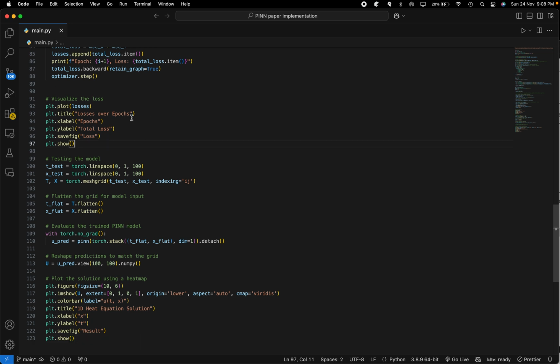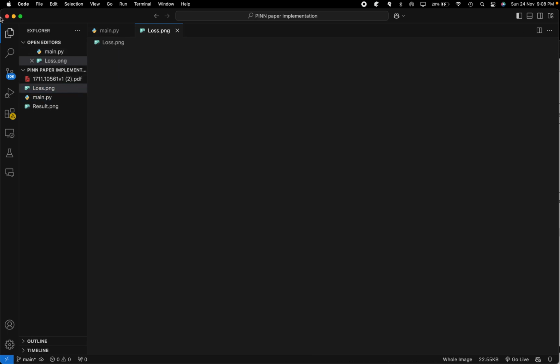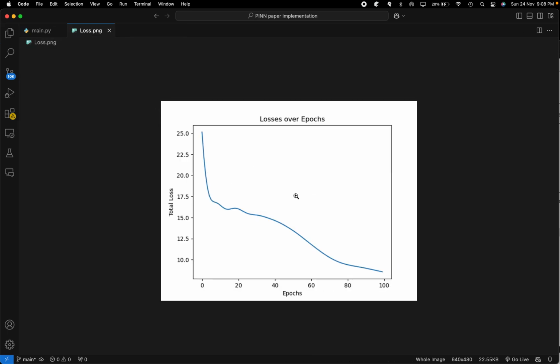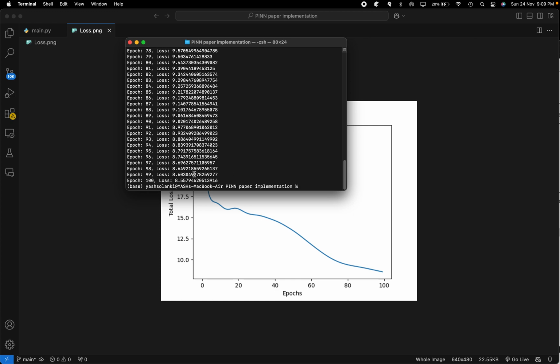Next, I'm just visualizing the losses. I'll show you what the visualization of the losses looks like so you have a decent understanding. This graph is actually kind of important. I'll get to it in a second. You can see that we start from around 25 and then we go down to something like 8.5.